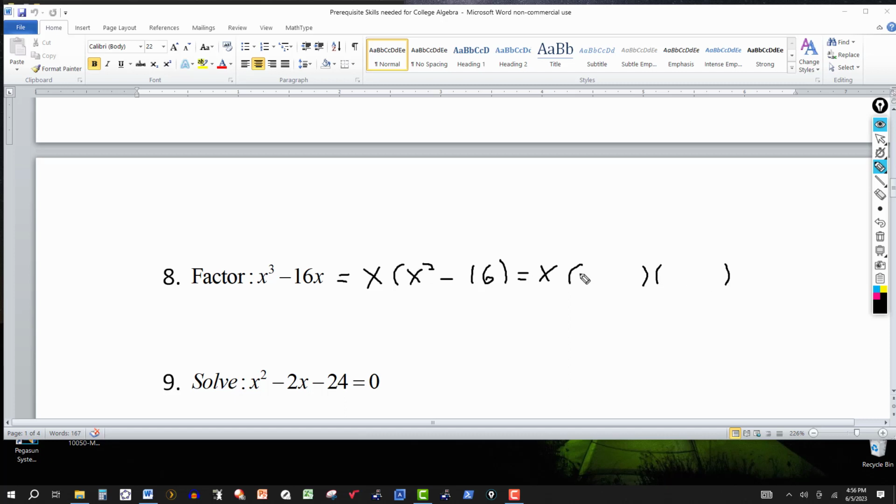So the square root of x squared is x, the square root of 16 is 4, so this becomes x minus 4, and x plus 4. So that's factoring. And this is how you use the factoring here.